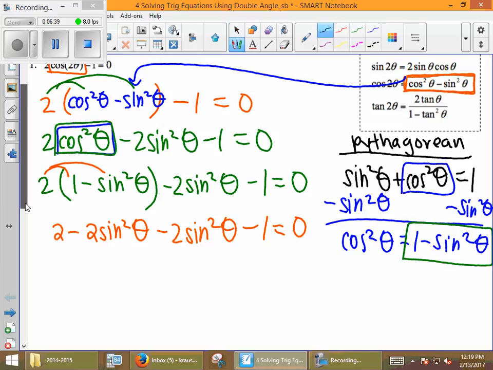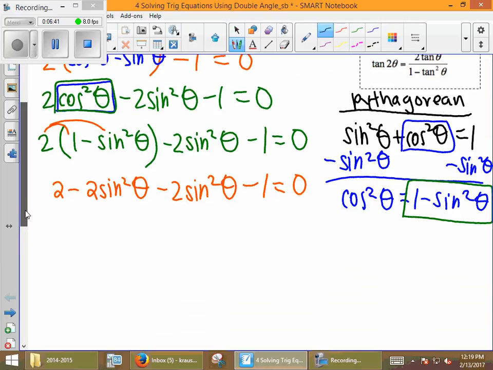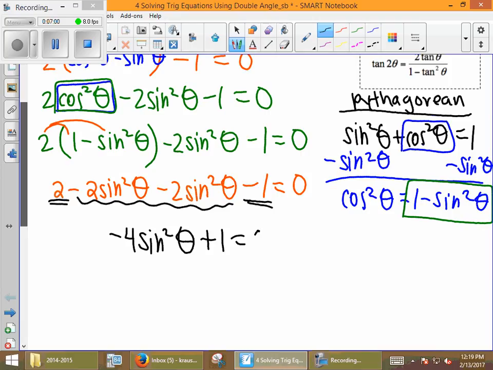Yes, that's what you should do next. So next, clean it up. You want to combine like terms. So these two can go together to make a negative 4 sine squared theta. And then you have your little bookends with the 2 and the minus 1. Those two can go together to make it just plus 1.